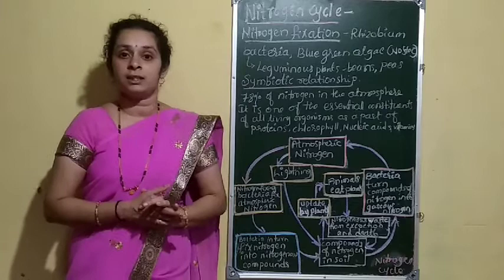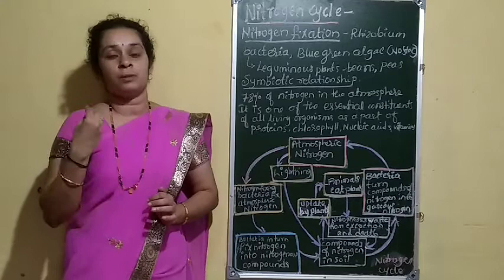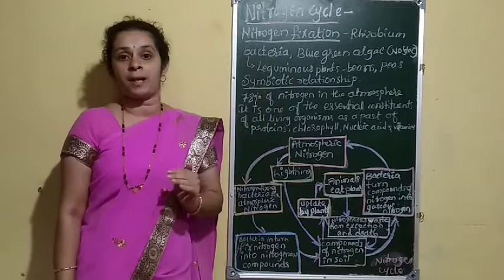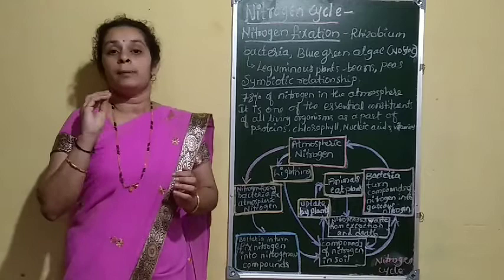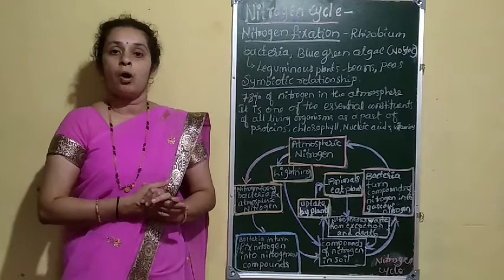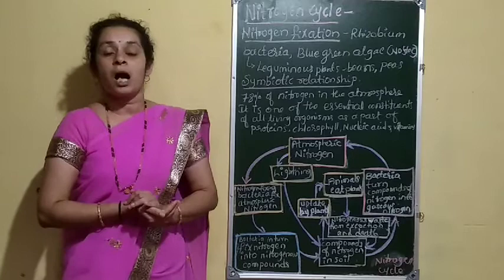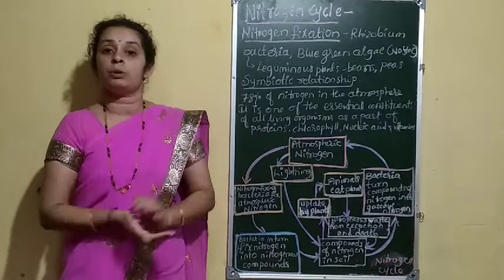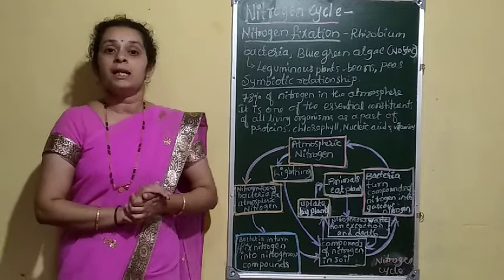The plants provide food, water and minerals for the bacteria, and the bacteria in turn help the plants. Like that, they show a symbiotic relationship. That means bacteria and leguminous plants are both helping each other; they show a mutual relationship. You studied symbiosis, mutualism or symbiotic relationship. That means here both organisms are mutually benefited. That is the meaning of symbiotic relationship. Here leguminous plants and Rhizobium bacteria are mutually benefited, and thereby they help in fixing nitrogen in the soil.